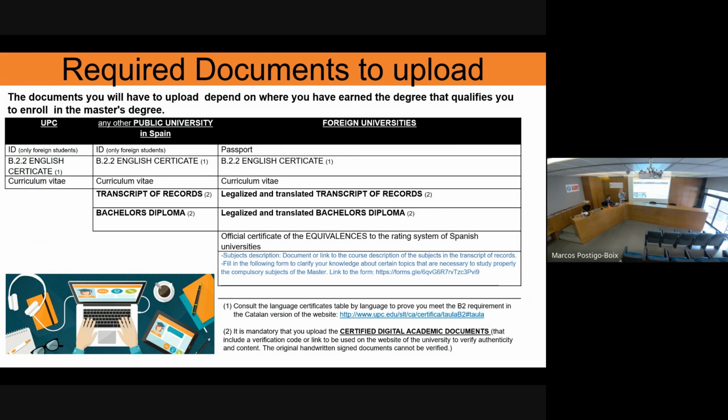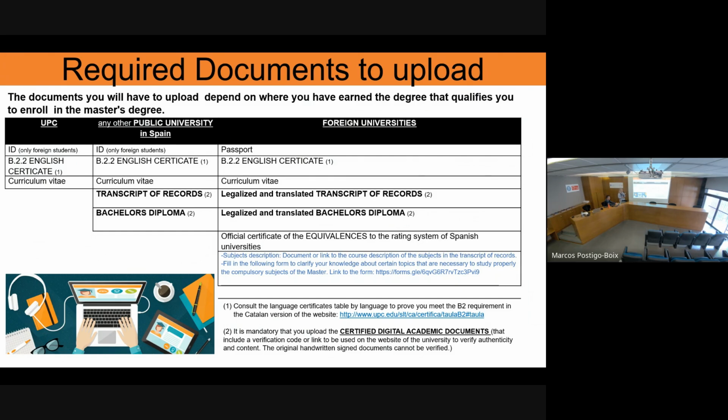If you come from another university of Spain, then you also need to send us the transcript of records and the bachelor diploma. Of course, most of you are still finishing your bachelor degree, so you don't have your diploma. But then we need you to upload the most updated transcript of records, not the official one, but the one that shows which optional subjects you have been taking during the last semester of your bachelor degree. This is very important because then the admission committee knows better your interest and your curriculum.